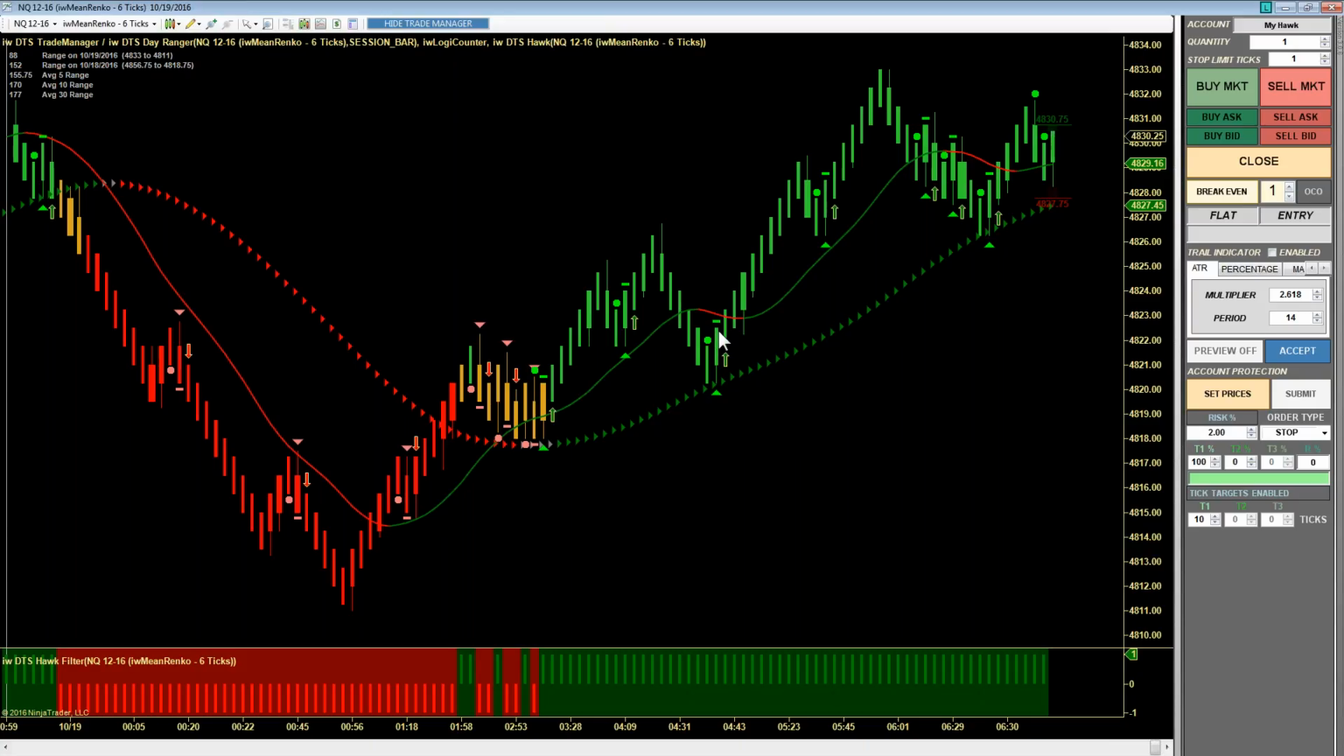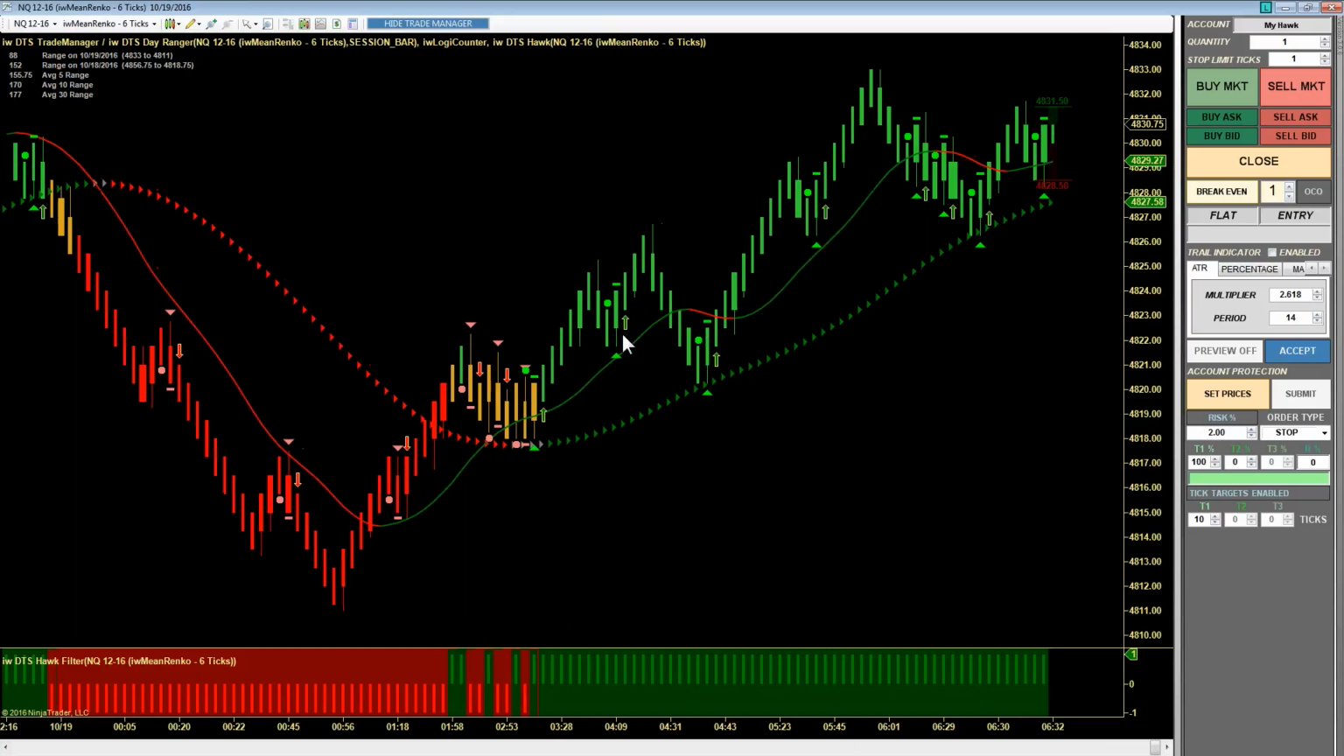In most cases, we're going to look for confluence. We're going to look for uniformity. Let's start with this signal right here, the first micro-macro cross. We're looking for green bars, green trend lines, green filter. That would be a high probability signal.